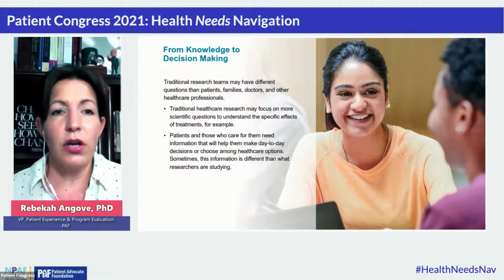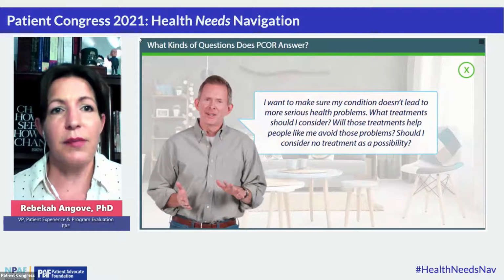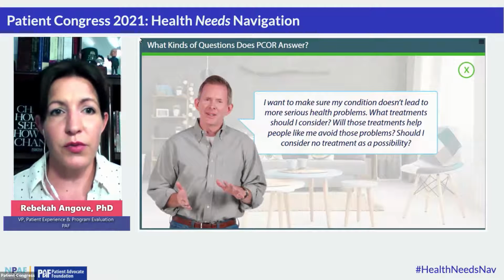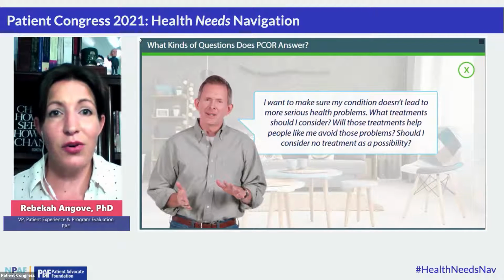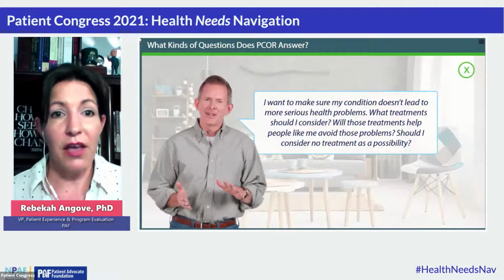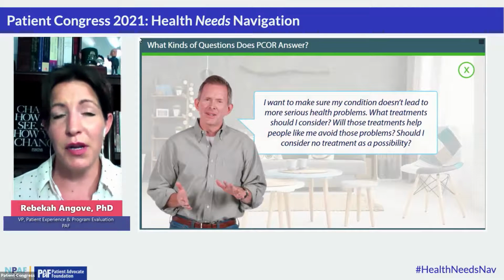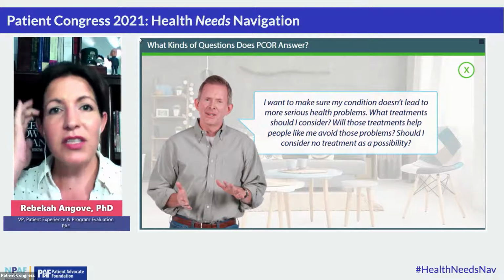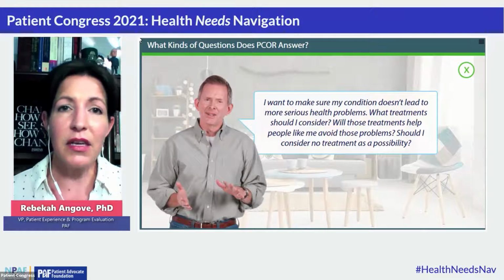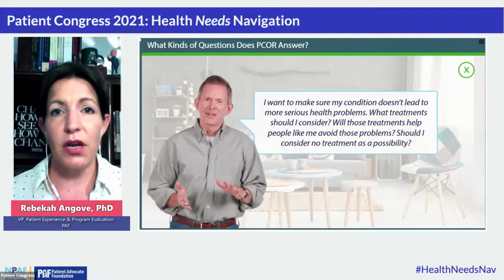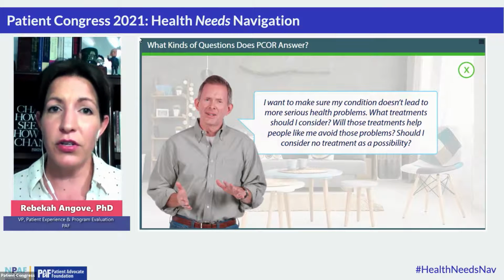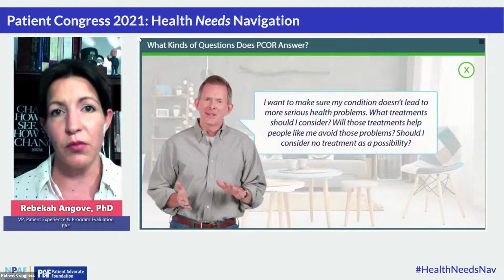And so what might this look like? This is the type of question patient-centered outcomes research answers. For example, I want to make sure my condition doesn't lead to more serious health problems. What treatments should I consider? Will those treatments help people like me avoid those problems? And is no treatment a possibility? And, when patients say people like me, I think another real focus of patient-centered outcomes research is making sure that treatments are focusing on how different treatments affect different people in different ways.